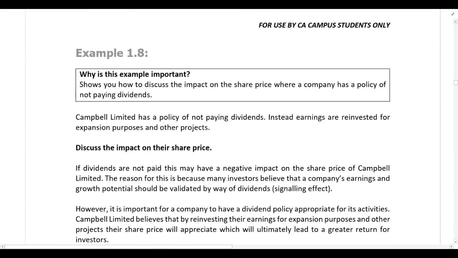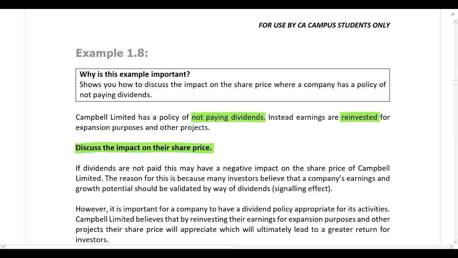Then in the next example, Campbell Limited has a policy of not paying dividends. Instead, earnings are reinvested for expansion purposes and other projects. You need to discuss the impact on their share price.